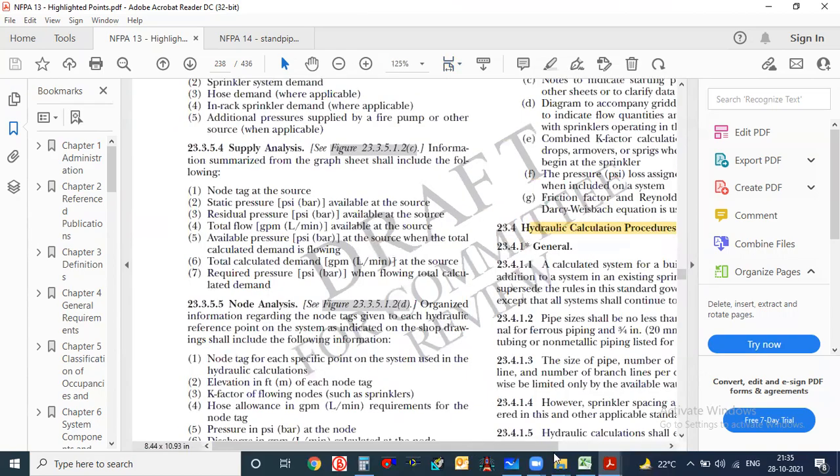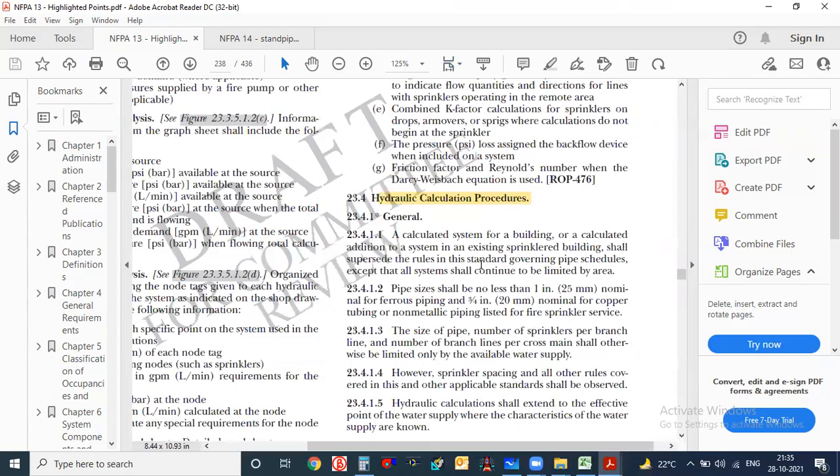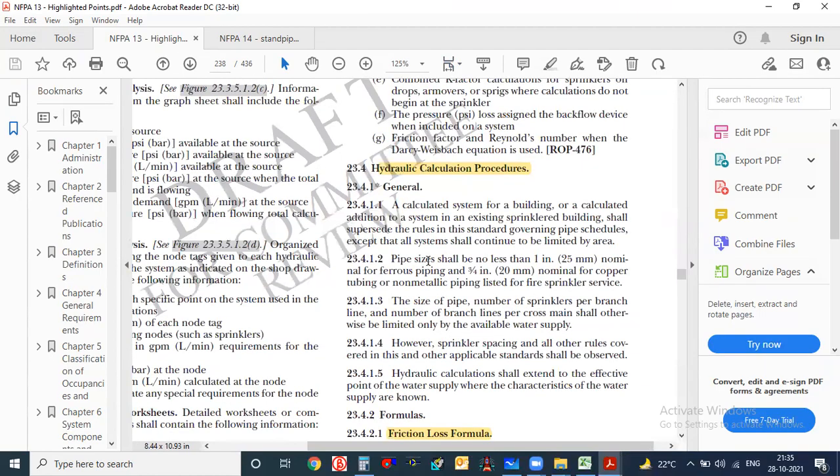Now here you see, they have given certain rules related to hydraulic calculation. A calculated system for a building, or a calculated addition to a system in an existing building, shall supersede the rules in the standard pipe schedules, except that all systems shall continue to be limited by area. Pipe sizes shall be no less than 1 inch. Here they have given one clause clearly, telling that the minimum pipe size we have to follow for firefighting is 1 inch or 25 mm.